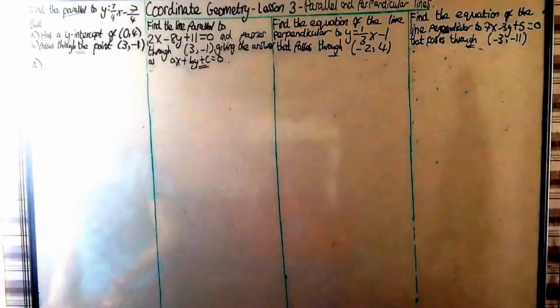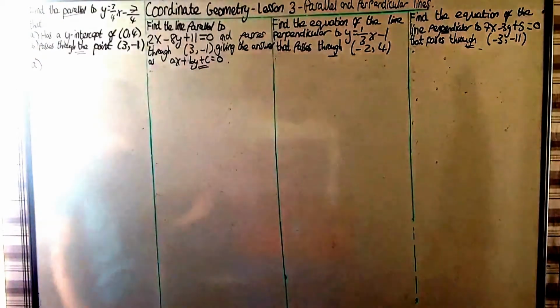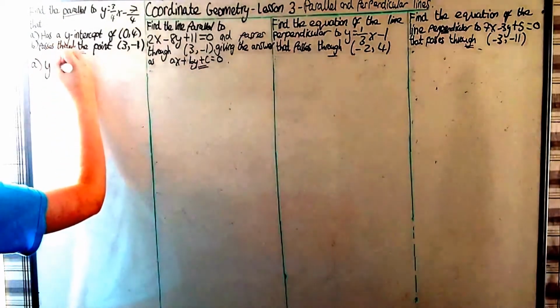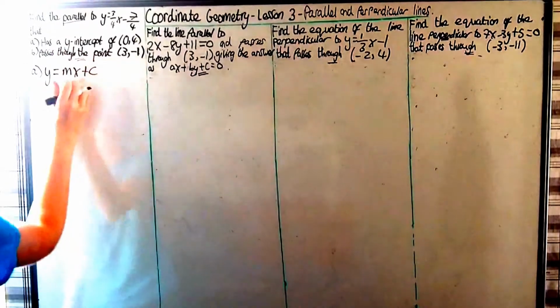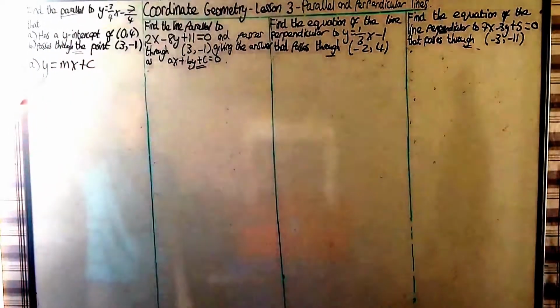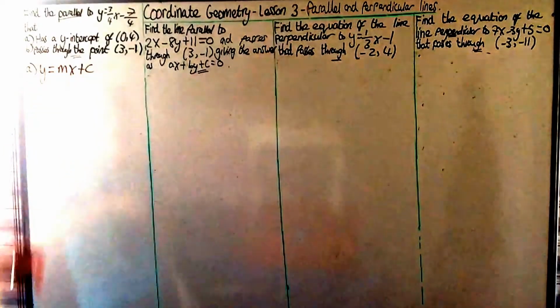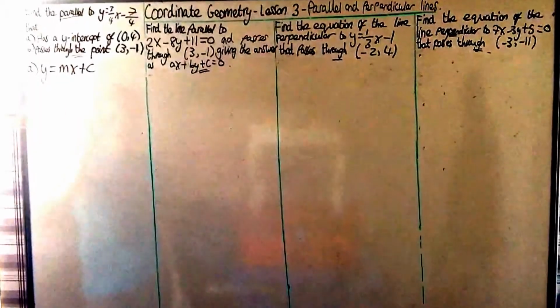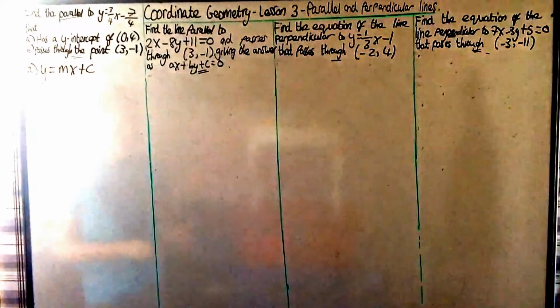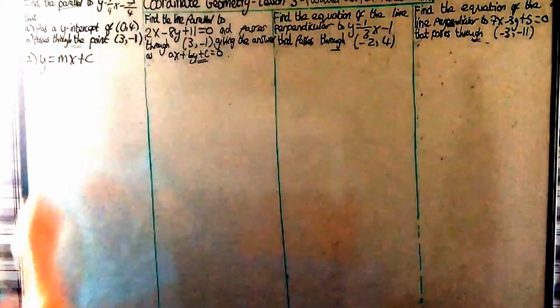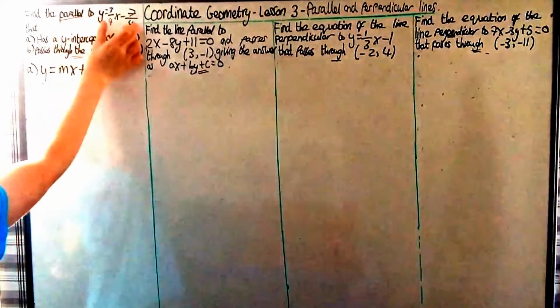Well, hopefully we're aware of the equation of a line that we need. This is the equation of a standard line, y equals mx plus c. This is your y value, this your x value, the m stands for the gradient, and the c is the y-intercept. And this is how we write the equation of any line. So the first thing we need to do is look at the question, which says find the parallel to this.